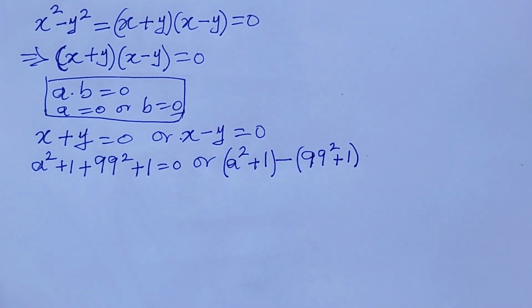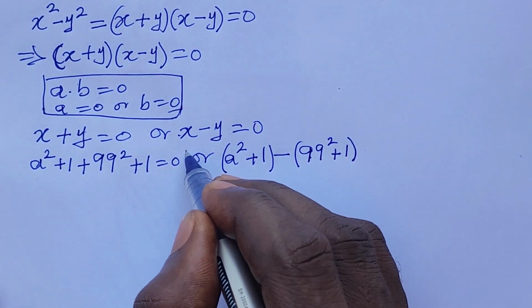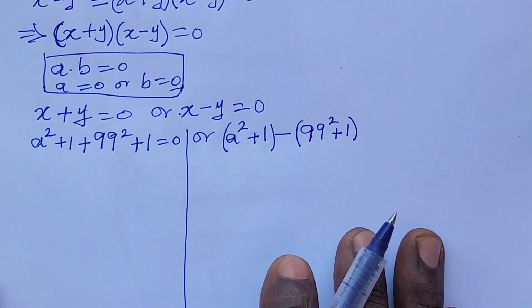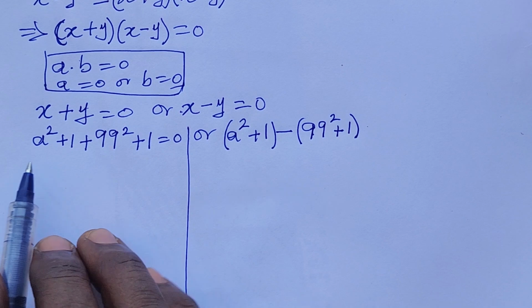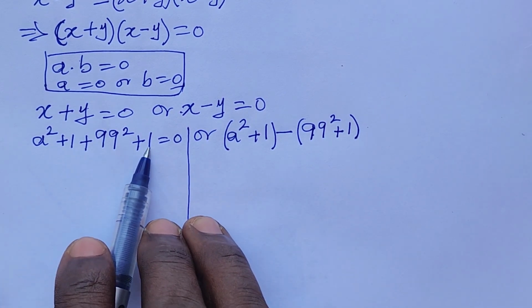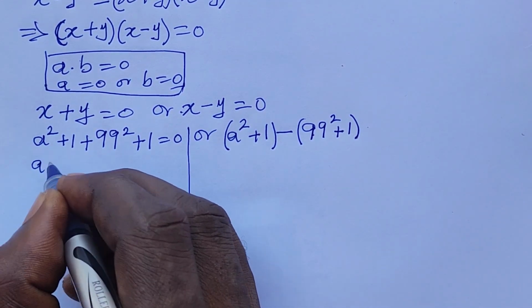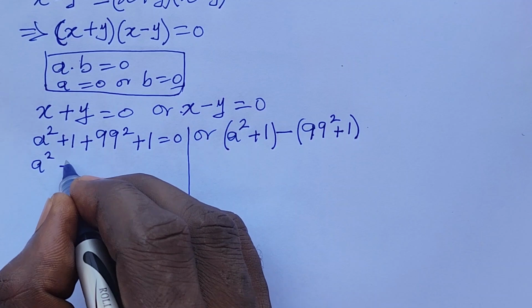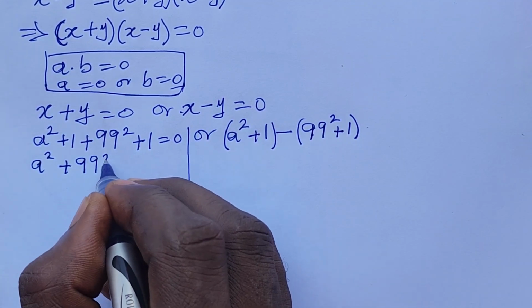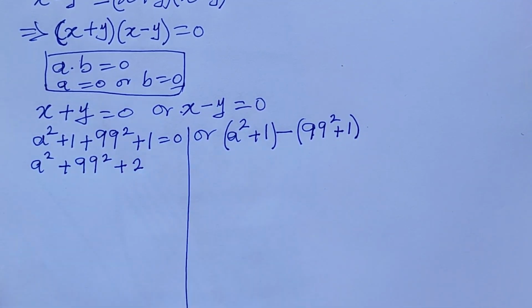Okay, all right, so let's separate these two out here now. What we have here is easy. We can add this and this together. So this gives us a^2 + 99^2 + 2.